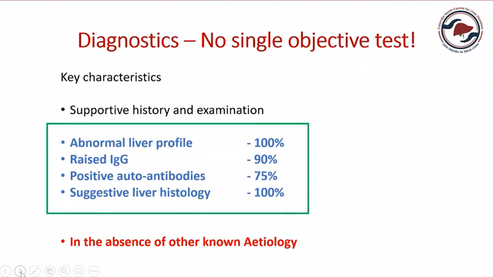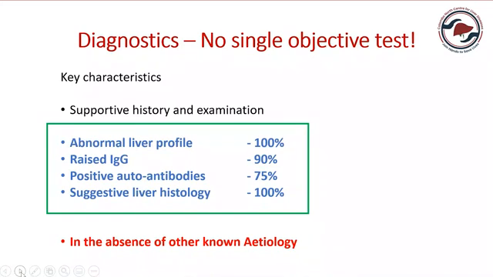If you have those clinical features, having kept those differential diagnoses in mind, how would you make a diagnosis of autoimmune liver disease? The challenge is there is no single objective test. So you have to go by the subjective parameters which could vary or which could be confounded by multiple factors.